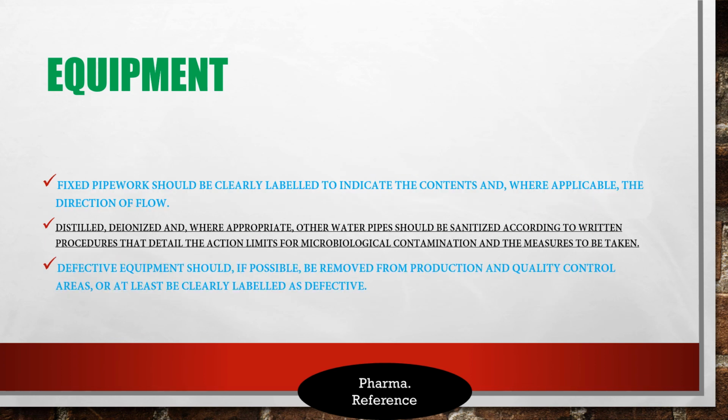Fixed pipework should be clearly labeled to indicate the contents and, where applicable, the direction of flow. Distilled, deionized, and where appropriate, other water pipes should be sanitized according to written procedures that detail the action limits for microbiological contamination and the measures to be taken.